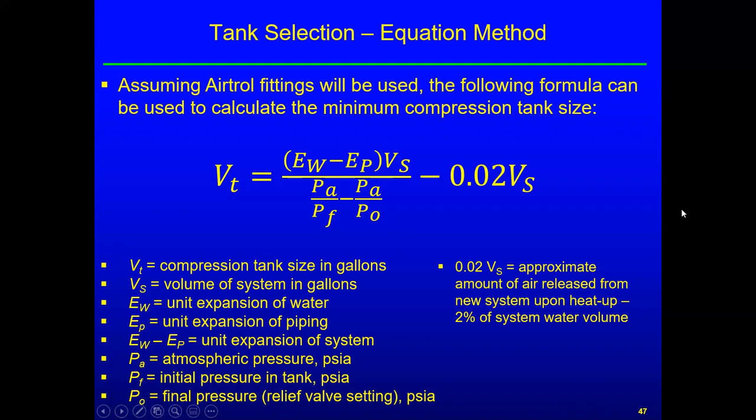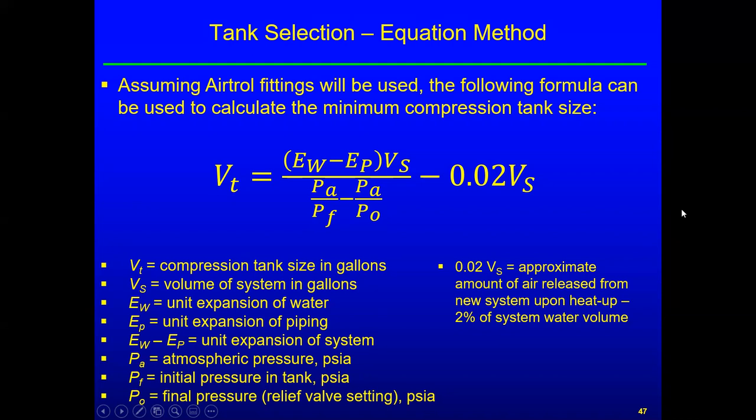There you have it. The V sub T is the compression tank size in gallons. And you remember the term in parentheses, the E sub W minus E sub P, that's the expansion of the water minus the expansion of the pipe. And we had a table for that. And again, I'm sure you can find lots of references to be able to get that number, that E sub W minus E sub P. V sub S is just the volume of the system in gallons.